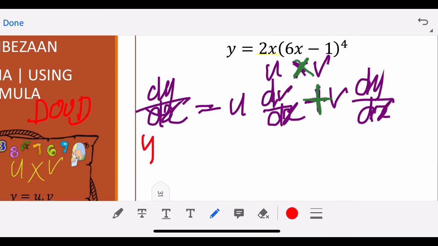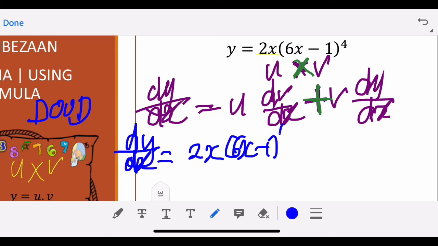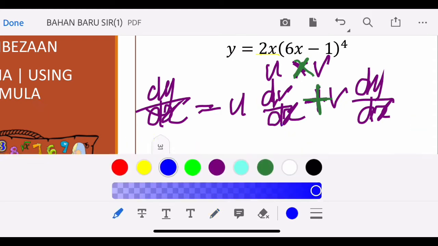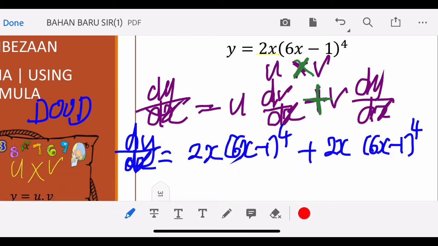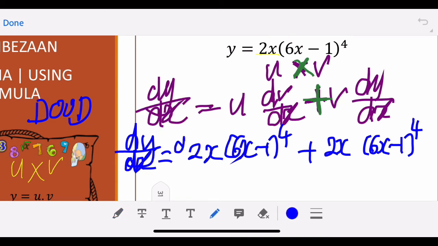So now y is given as 2x times (6x minus 1) to the power of 4. You want to find dy/dx, right? So now you copy down everything: 2x, then (6x minus 1)^4, and then you plus. Then here will be 2x, copy everything exactly. Then here you give some space because you need to label which one needs to be differentiated. So I'm going to teach you this way. This one you differentiate.